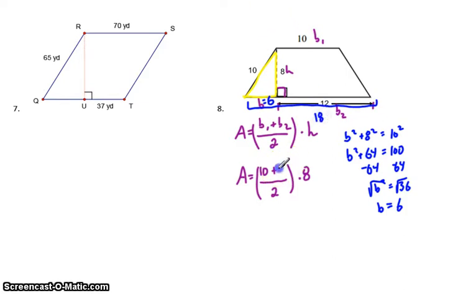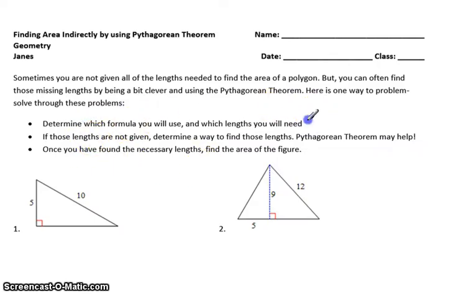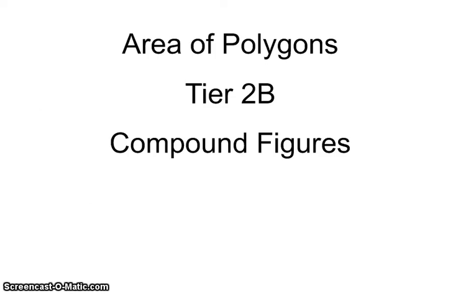I can put 18 into my equation here: 10 plus 18 divided by 2, times 8. And find that the area of this trapezoid is 112. There are no units, no feet, no meters, so I'll just write units squared because area should be in square units. Remember, all you need to do is determine which formula you need to use. Use the Pythagorean theorem to help you out if you're missing some sides, and then find the area of the figure.